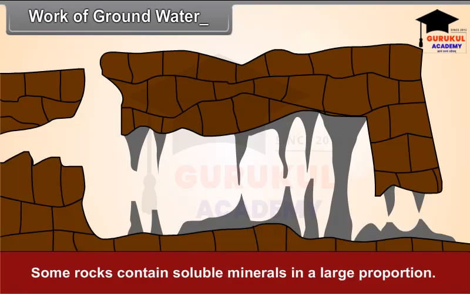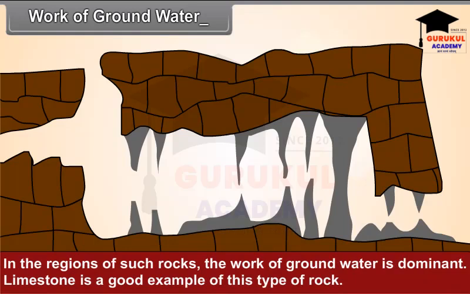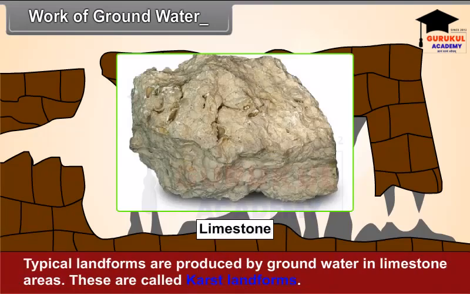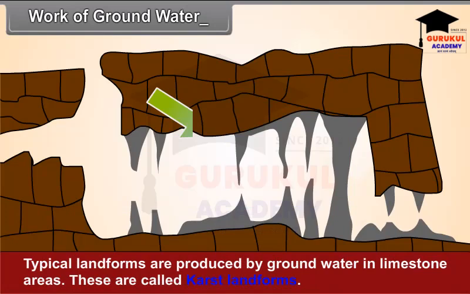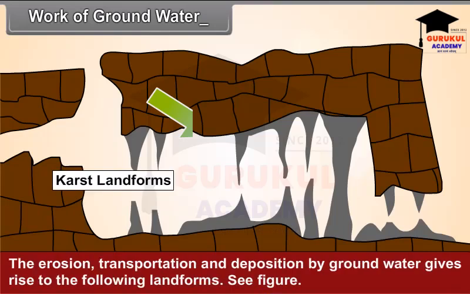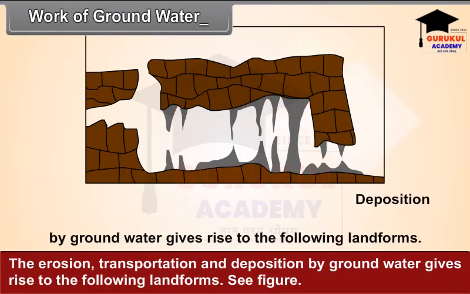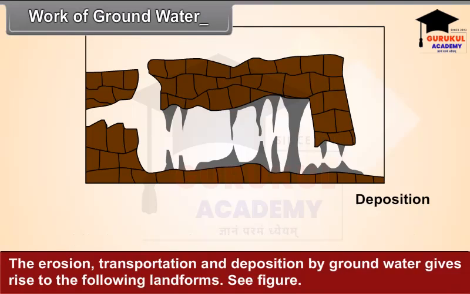Some rocks contain soluble minerals in a large proportion. In the regions of such rocks, the work of groundwater is dominant. Limestone is a good example of this type of work. Typical landforms are produced by groundwater in limestone areas. These are called karst landforms. The erosion, transportation, and deposition by groundwater gives rise to the following landforms. See figure 10.1.